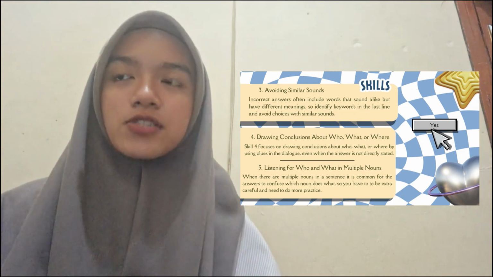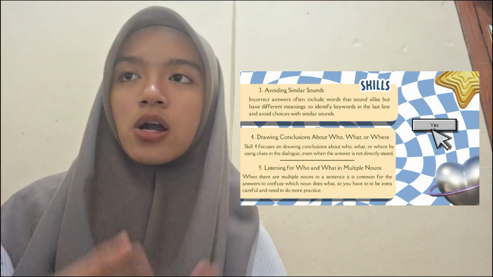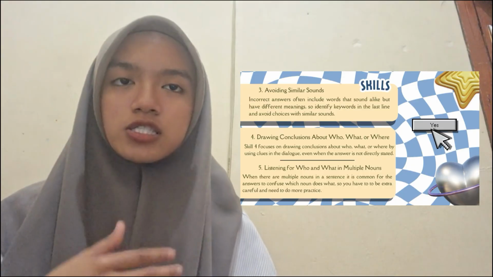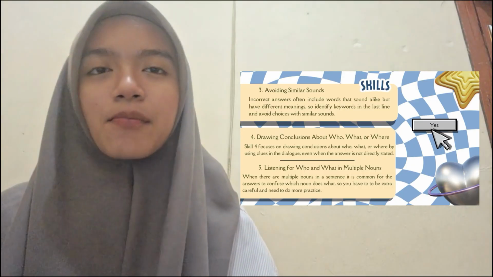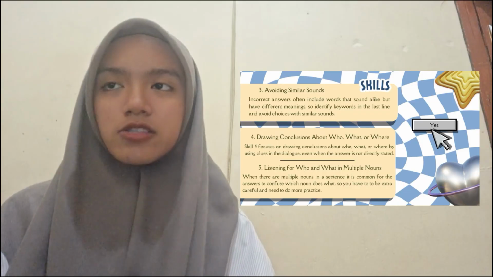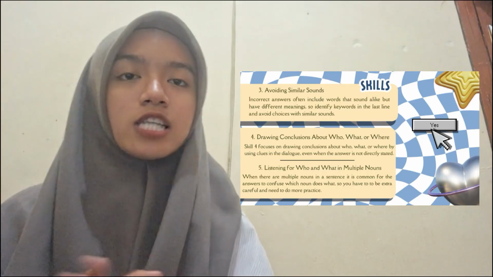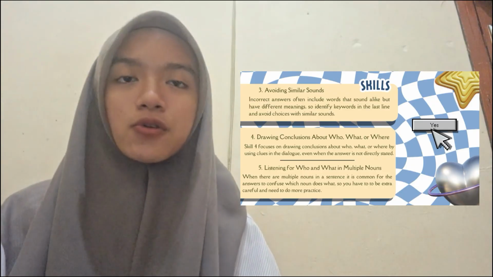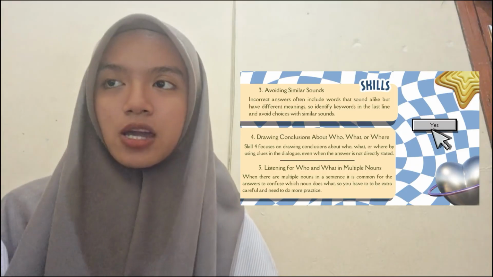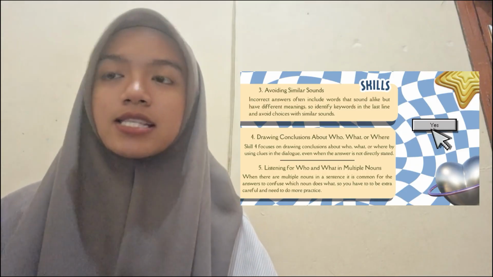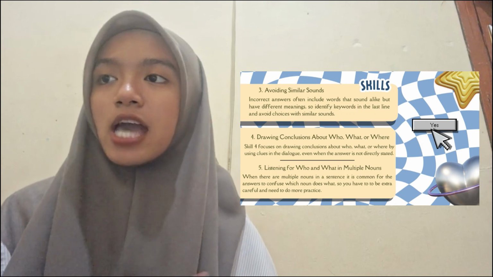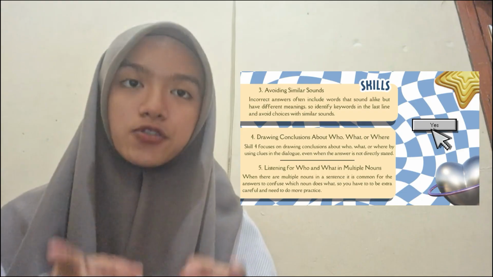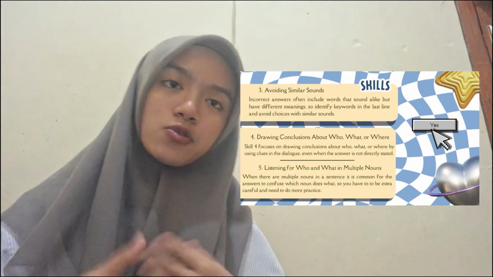Number 4, drawing conclusions about who, what, or where. Skill 4 focuses on drawing conclusions about who, what, or where by using clues in the dialogue, even when the answer is not directly stated. Number 5, listening for who and what in multiple nouns. When there are multiple nouns in a sentence, it is common for the answers to confuse which noun does what. So you have to be extra careful and need to do more practice.